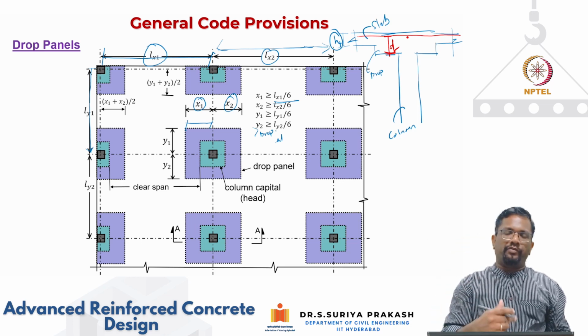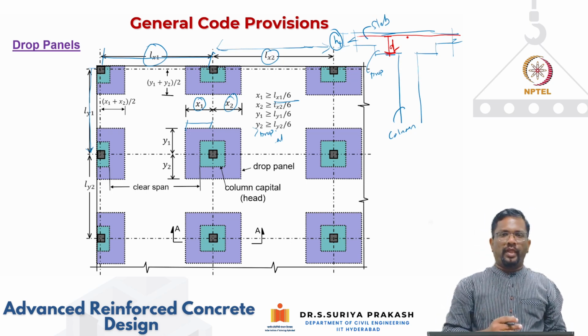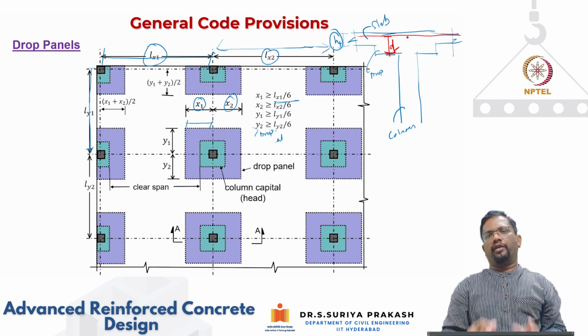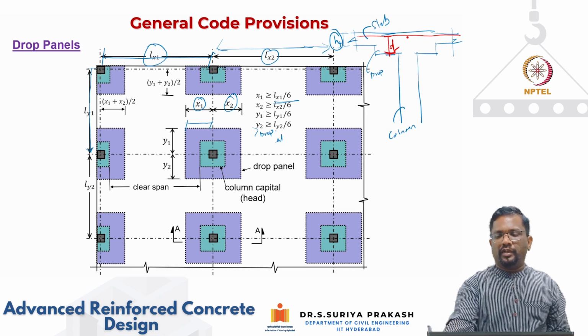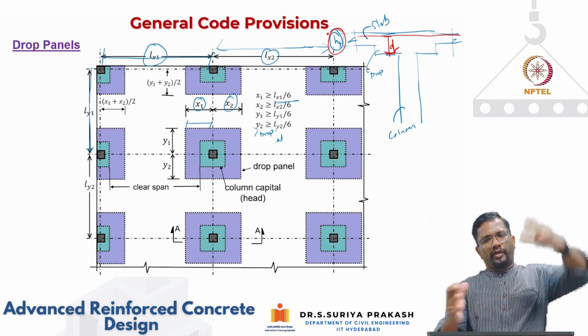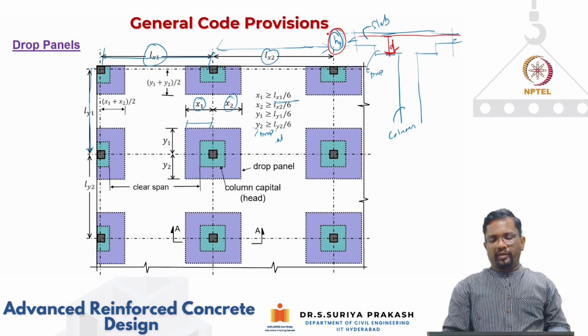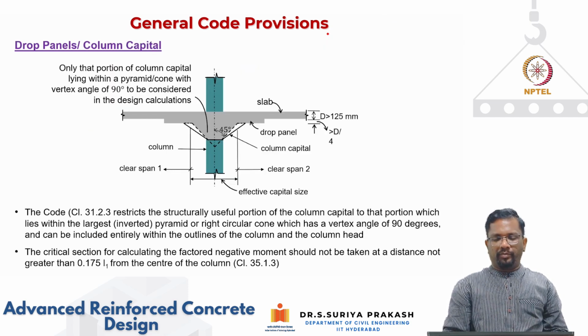But to take advantage of that, you have to make sure that this x1 and y1 satisfy the minimum dimension requirements that are specified. Then only you can take advantage of this. Otherwise, for your moment resisting calculation, you should take only the depth of the slab. If you want to take a larger depth in your calculations, then we need to provide the minimum dimensions of slab drop panels in the plan directions.